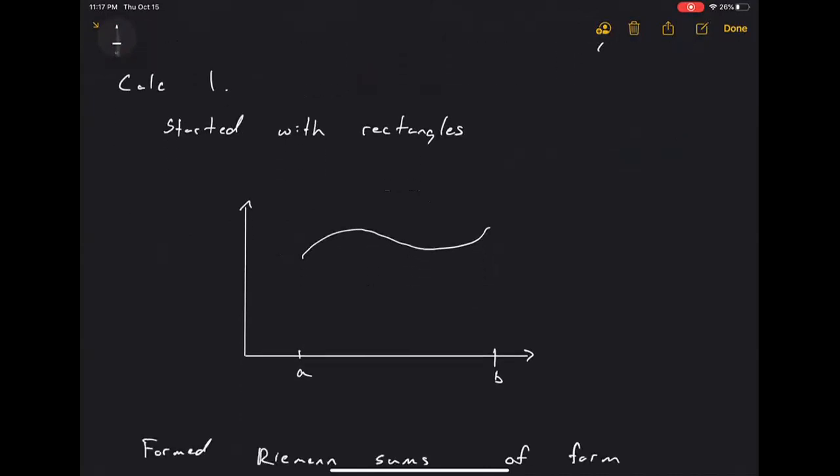How did we do that? How did we approximate, you know, we start with an approximation to this area. And how did we do that? We started with rectangles. Okay, so I chop my, let's do this in a different color. How about yellow? I chop my area up into these rectangles.